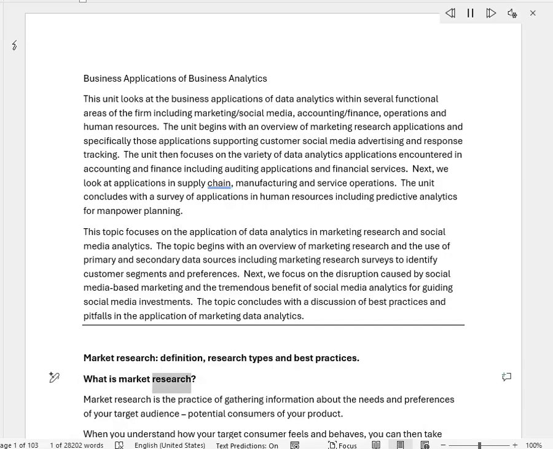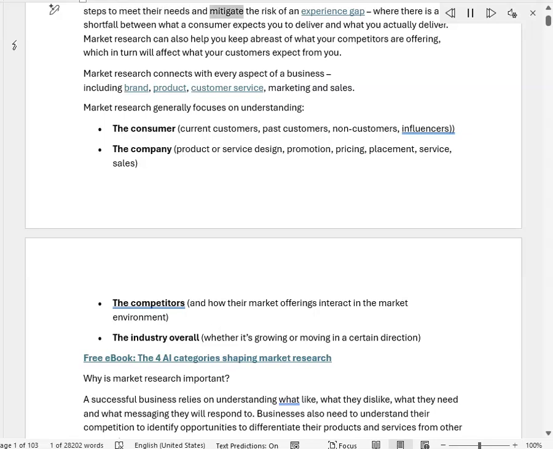What is market research? Market research is the practice of gathering information about the needs and preferences of your target audience, potential consumers of your product. When you understand how your target consumer feels and behaves, you can then take steps to meet their needs and mitigate the risk of an experience gap, where there is a shortfall between what a consumer expects you to deliver and what you actually deliver. Market research can also help you keep abreast of what your competitors are offering, which in turn will affect what your customers expect from you.